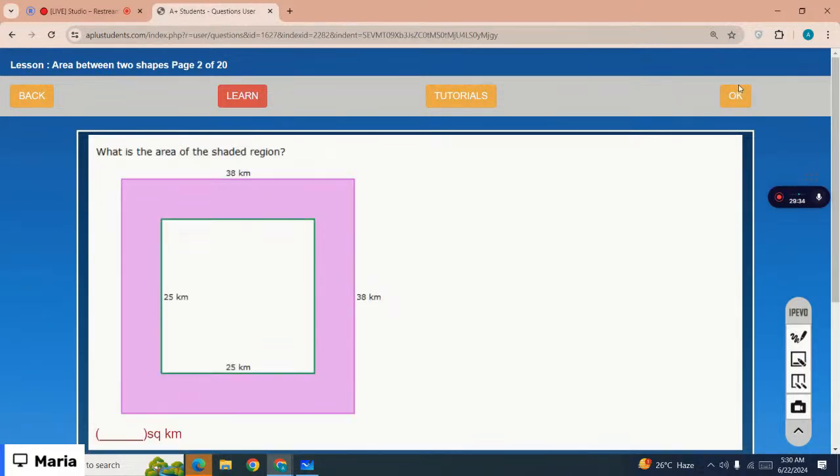What is the area of the shaded region? So you have to do the same thing. Calculate the area of the colored one and the non-colored one. Subtract the area of the non-colored one out of the colored one. So which is the correct option?